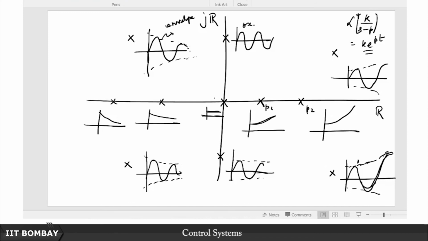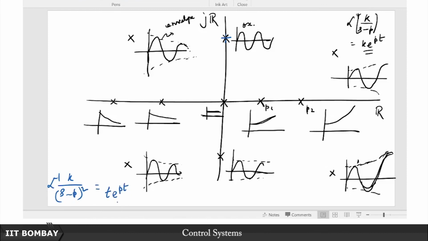What is it? If you have non-repeated poles on the imaginary axis, then the picture will be exactly as I have drawn here. On the other hand, if you happen to have repeated poles here, what happens? Just recall that if you have terms like k over s minus p whole squared, then the Laplace inverse of that happens to contain this t e to the pt.